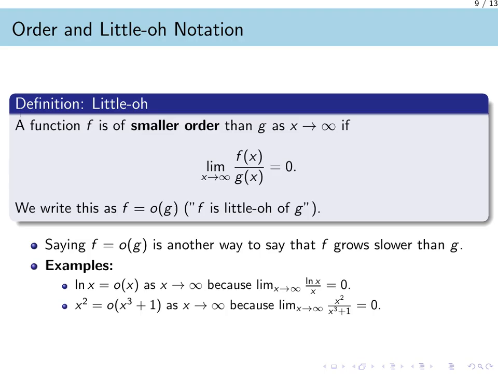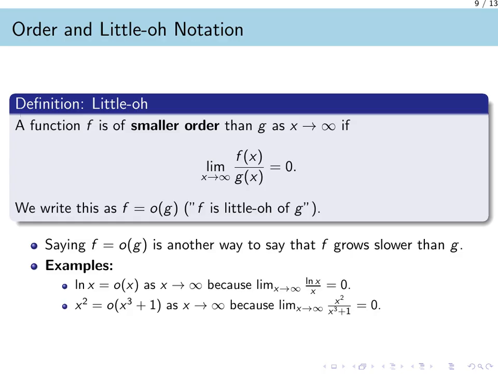Now we can formalize the idea of one function growing much slower than another using what we call little o notation. We say a function f is of smaller order than a function g if the limit of their ratio, which is f of x divided by g of x, equals 0 as x approaches infinity. For this limit to be 0, the denominator, g of x, must grow overwhelmingly faster than the numerator, f of x, essentially dwarfing it for large x values.